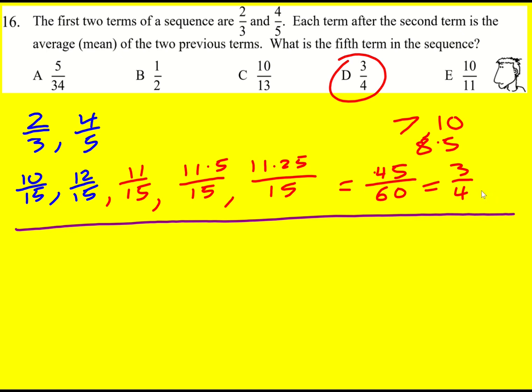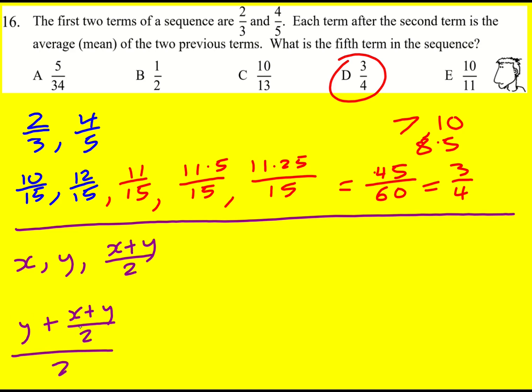Okay, for my algebraic method, I'm going to say that the first two terms are x and y, which means the third term will be x plus y over 2. It's not so easy to see what the midpoint of these two is, so I'm actually going to add them together and divide by 2.